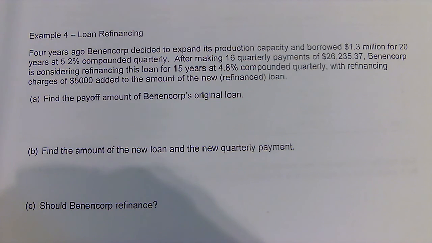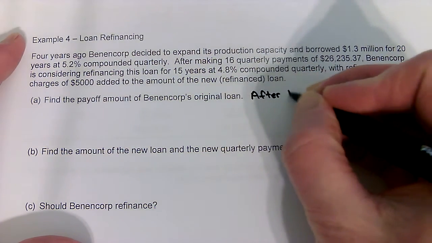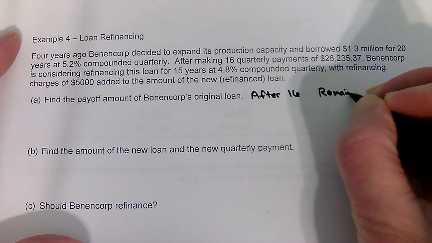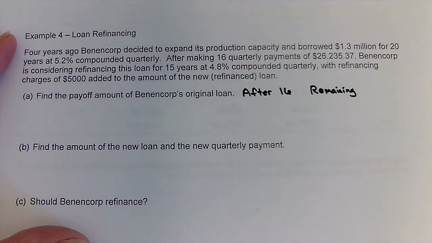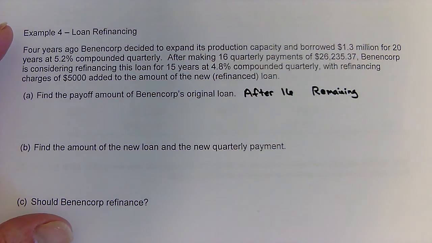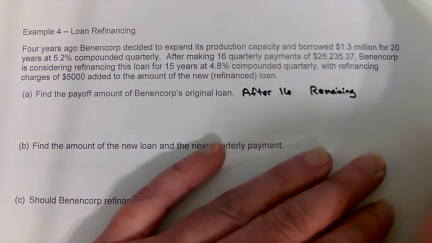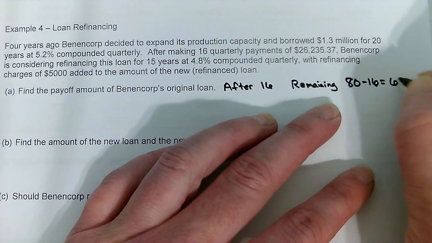So it's going to be the unpaid balance after how many payments? After 16 payments. So that leaves remaining, so 15 years quarterly. So that's 15 times 4. Whoops. Wait, 20 years. I'm sorry, 20 years. Oh, why did I say 15? Oh, that's the new loan. He was doing it for 20 years quarterly. So 80 minus the 16. That leaves us with how many? 64 payments remaining.